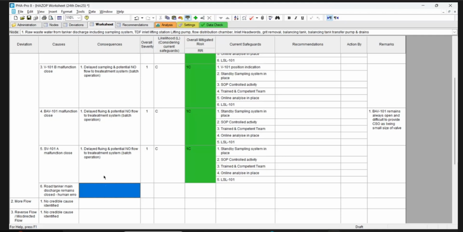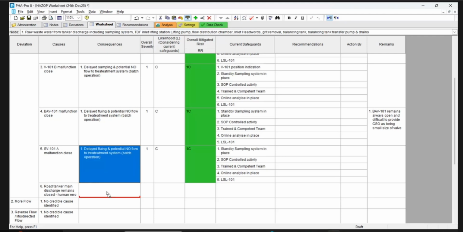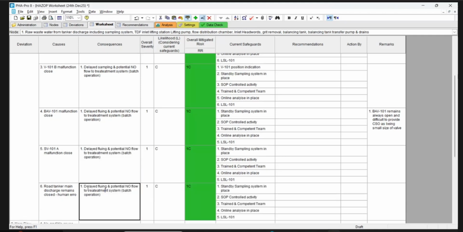So ultimately, I would put the same. We'll see. Delayed treatment. Just a minute. No flow to treatment. Batch operation. This is not batch operation.